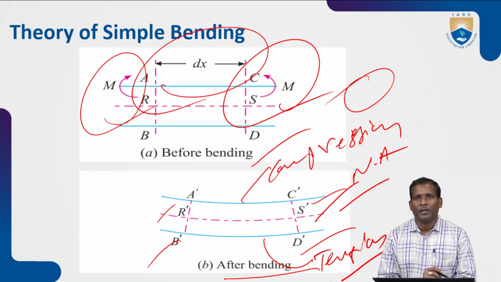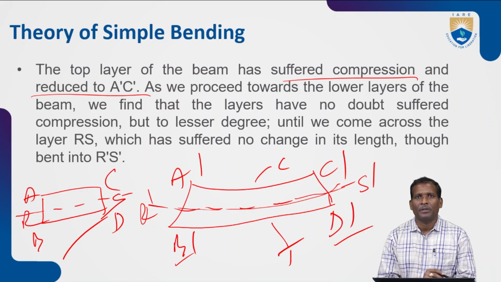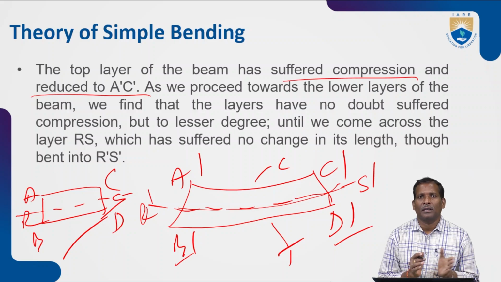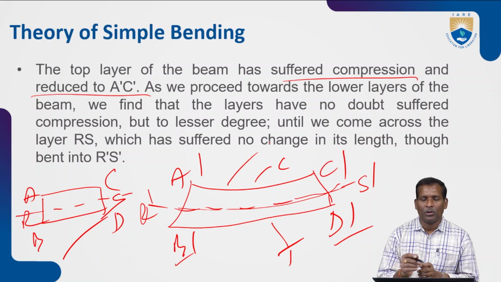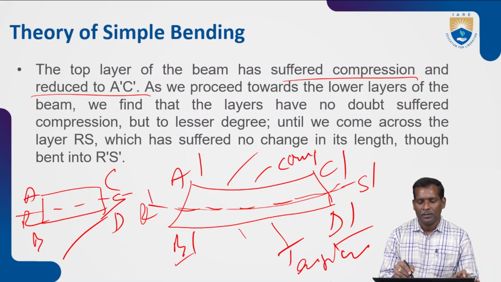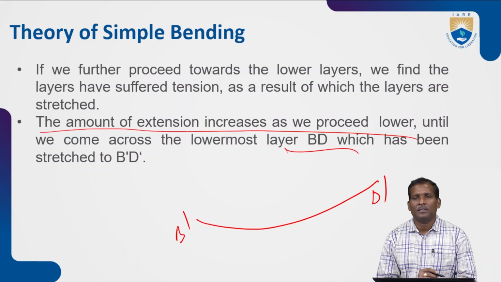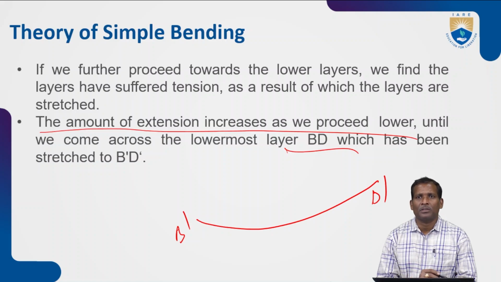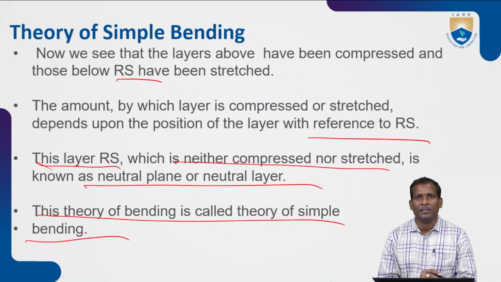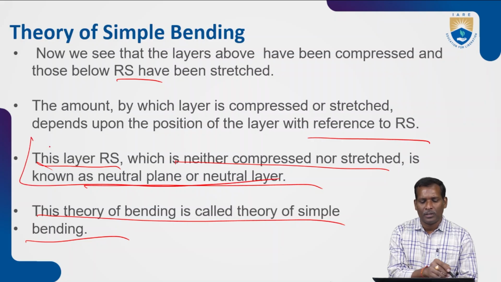Clear? Before bending and after bending, we have seen the diagrams shown here, and according to the diagram I have taken, we have derived the equation. See here, the important point is the layer RS is a neutral layer, and the top layer is subjected to compression, and the lower layer is in tension. Clear? The amount of extension increases as we proceed lower until we come across the lowermost layer BD, which has been stretched to P dash D dash. And here the layer RS is neither compressed nor stretched. So it is known as the neutral plane or neutral layer. So this point is important.